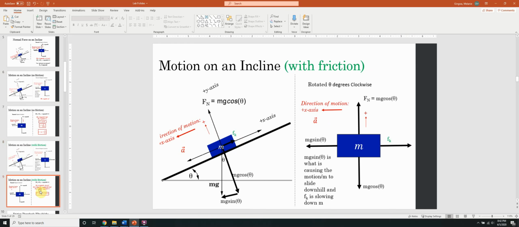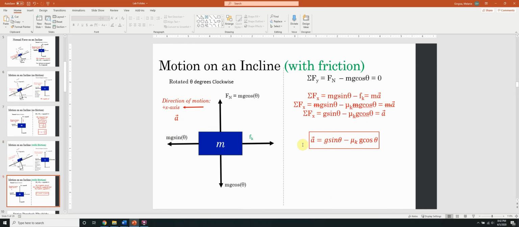And I was going to work through one example. So if you're trying to find the acceleration, that's typically the most common thing that you're going to be finding. If you have friction, then when you sum up your forces in the x direction, you're going to have mg sine of theta minus your frictional force is equal to the total mass of your system times your acceleration.